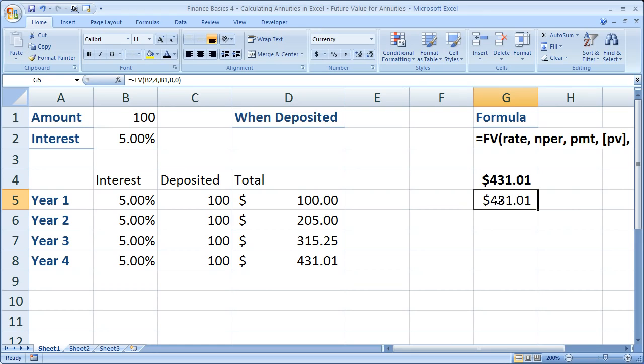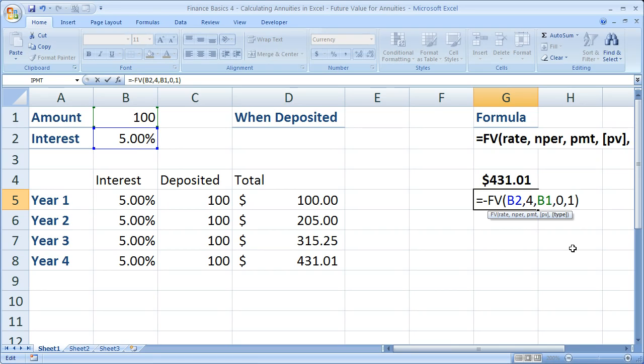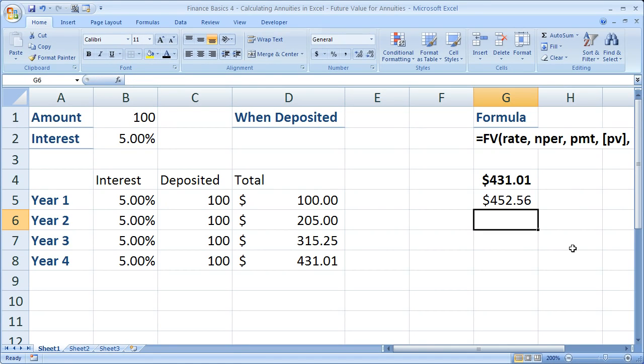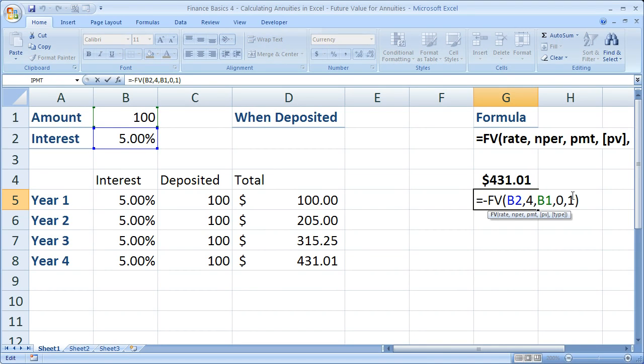Now, really quick, I just want to show you what would happen if our type was changed to 1. So we deposit the money at the beginning of every period instead of the end. You can see that there is a relatively dramatic increase in the amount of money that you make. 431 goes to 452. So, either way, this is how you can calculate the future value of an annuity with an interest rate in Microsoft Excel.